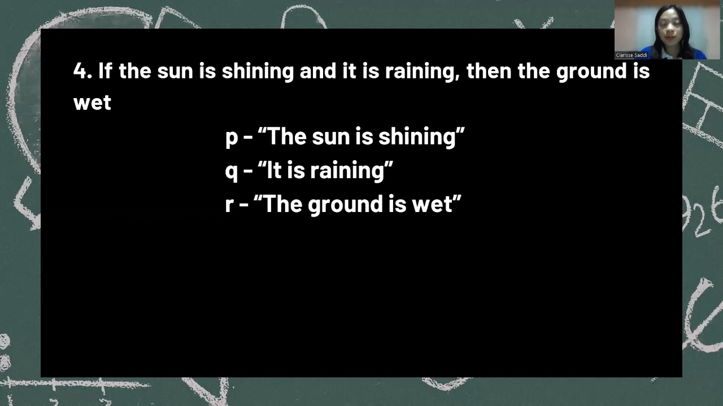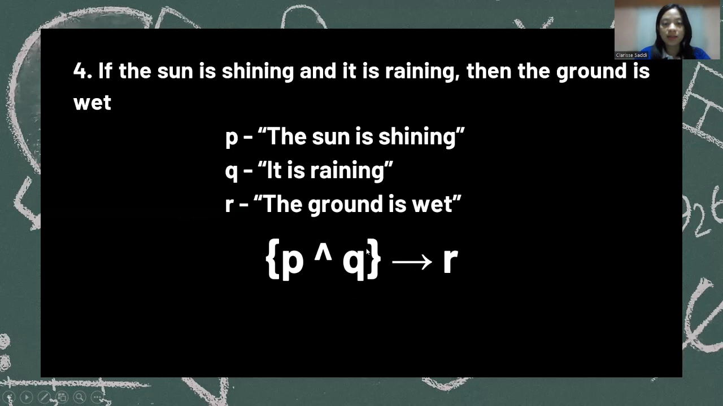So for the fourth example, if the sun is shining and it is raining, then the ground is wet. So again, we'll be using brackets here. So first let's discuss what's inside the bracket. So we have the P statement, which is the sun is shining, and the conjunctive or the and connective, followed by the Q statement, it is raining.